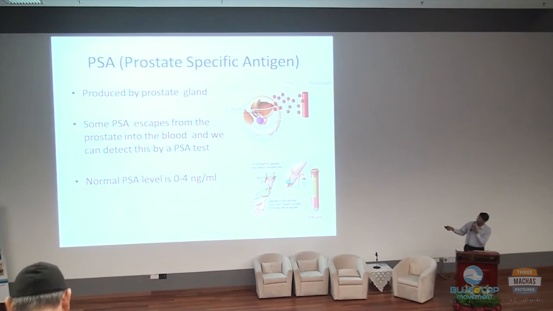There's the prostate gland there. Some of the PSA in the prostate gland will escape into the bloodstream, and we can estimate the amount of PSA in the blood by doing your PSA test. That is what you do when you do your PSA test. You're measuring the amount of PSA in the blood, which is only a small fraction of the PSA which is actually in the prostate gland. And the normal level of PSA is up to 4.